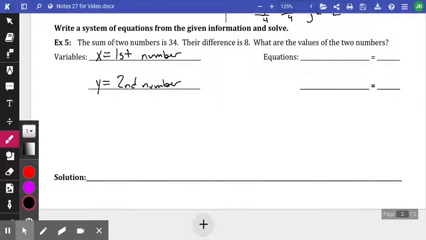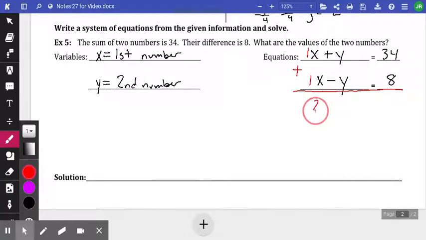So my two equations, my first sentence says sum. Sum means addition. The sum of the numbers, so that means x plus y, is, so equals 34. My second sentence says their difference is 8, so that means x minus y equals 8. This one's actually perfect for elimination. The reason why it's perfect for elimination is because my x's, my y's, my equals, my constants are already lined up. When I go to add my two equations together, I get 1x plus 1x, which gives me 2x.